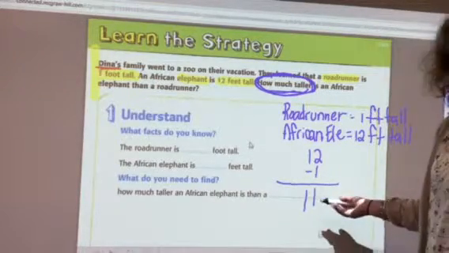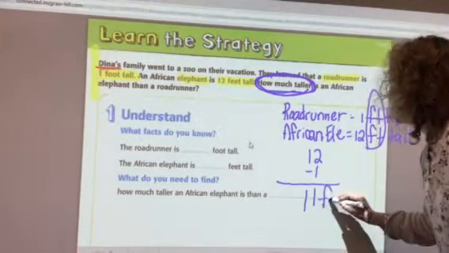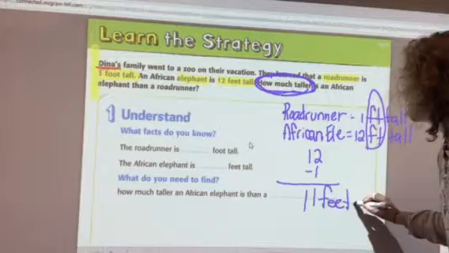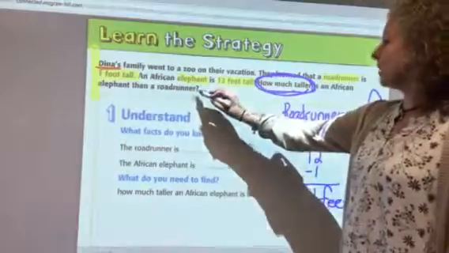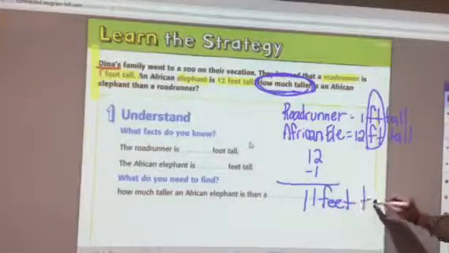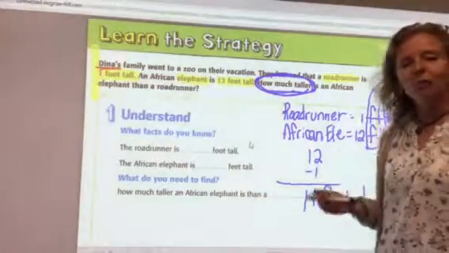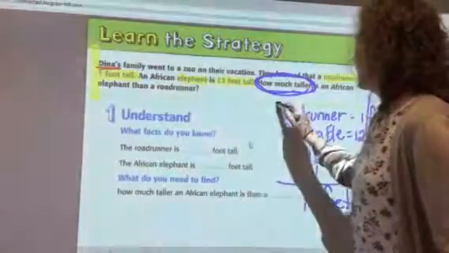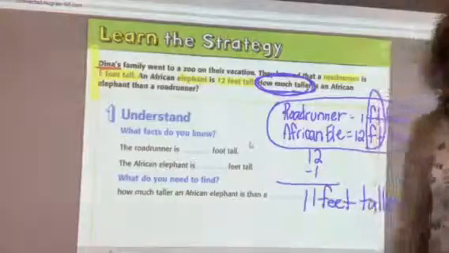11 what? 11 pickles? No, look, they're both measured in feet. So this is measured in feet. How much taller is an African elephant than a road runner? 11 feet taller. We're going to do some more problem solving where we visualize, we collect our information, and then we figure out what we're going to do with it. All right?